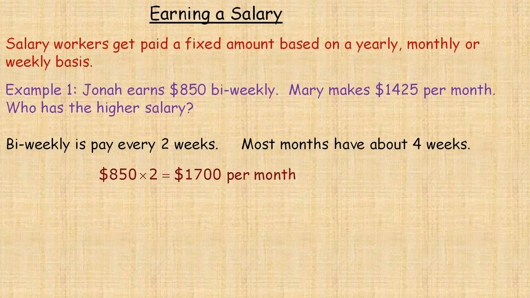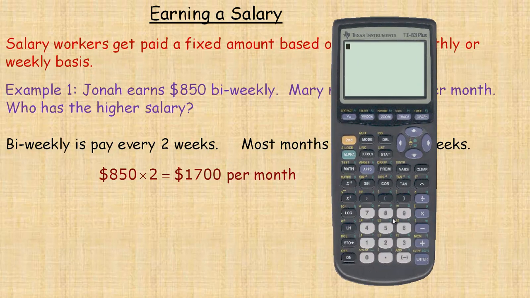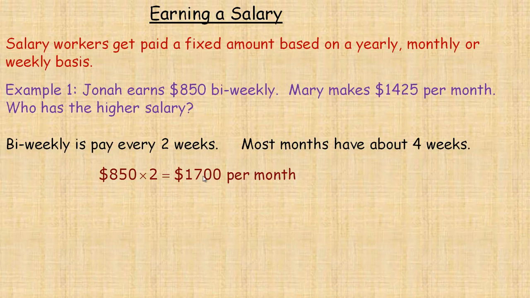So if you take $850 and multiply it by 2, 850 times 2, then that's $1,700 per month. So if you now compare, Jonah's making about $1,700 per month compared to Mary's $1,425, so he's earning almost $300 more. So Jonah has the higher salary.